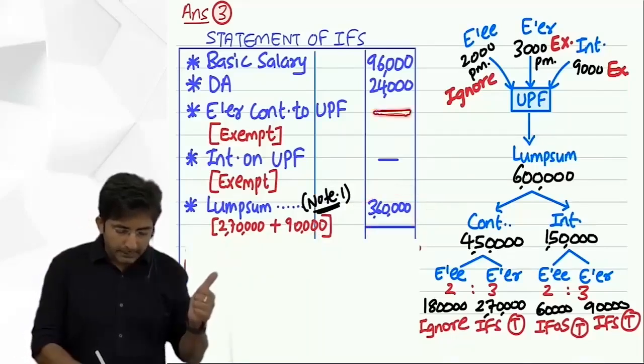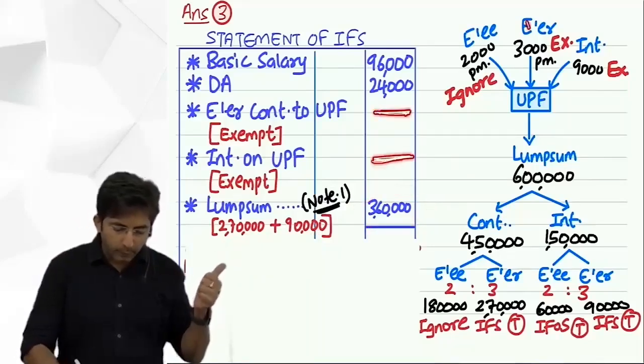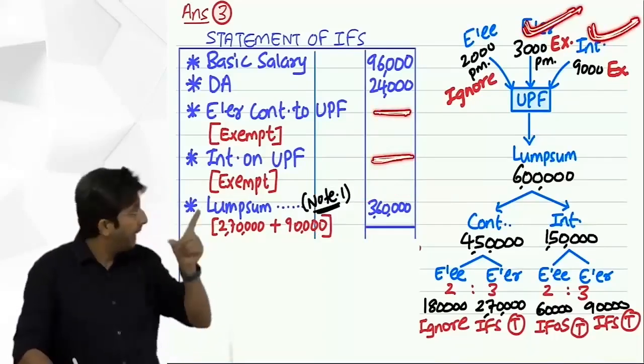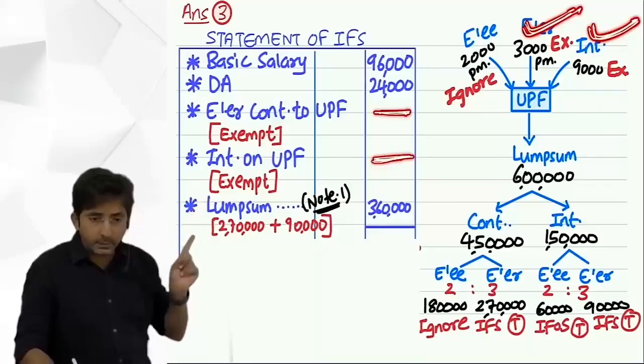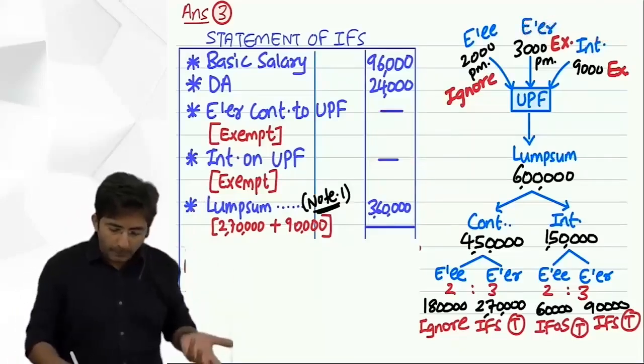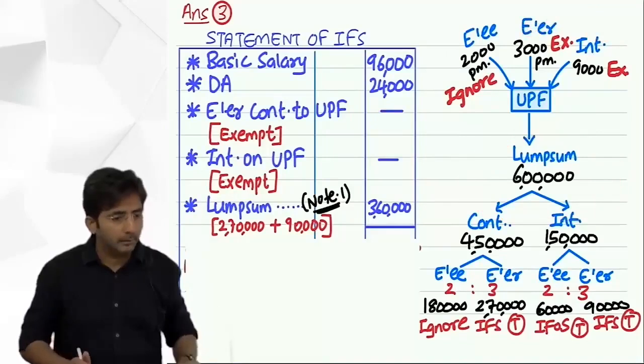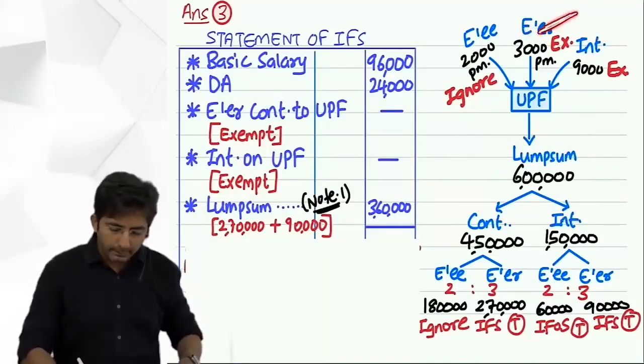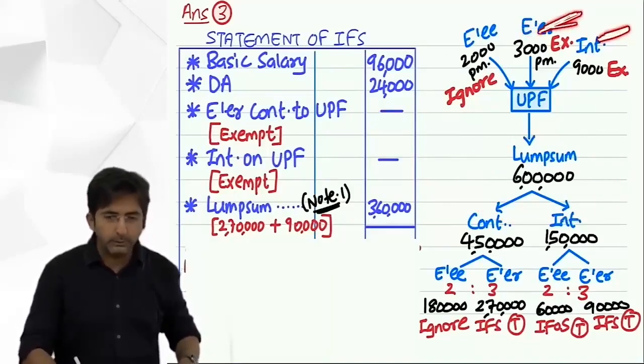And I hope you understand this dash is for what? This is for the upper arrows, the arrows which are there on the top. Employer's contribution interest, okay. Because that is automatically covered in the lump sum amount. So this yearly, monthly basis contribution will not be taxed.